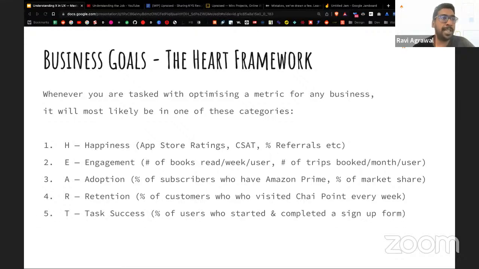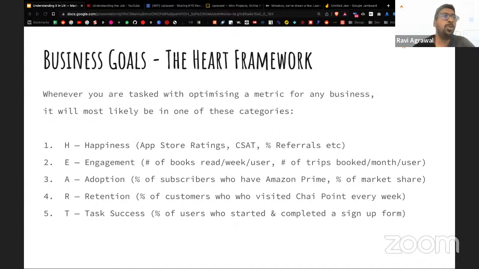Finally, we have task success. It talks about, let's say, when you are trying to accomplish a task, you start, but are you successfully able to perform the task? Let's say you started signing up, but the sign-up form was so long, the questions were haunting and daunting, that only 5% of the people who started the form completed it.